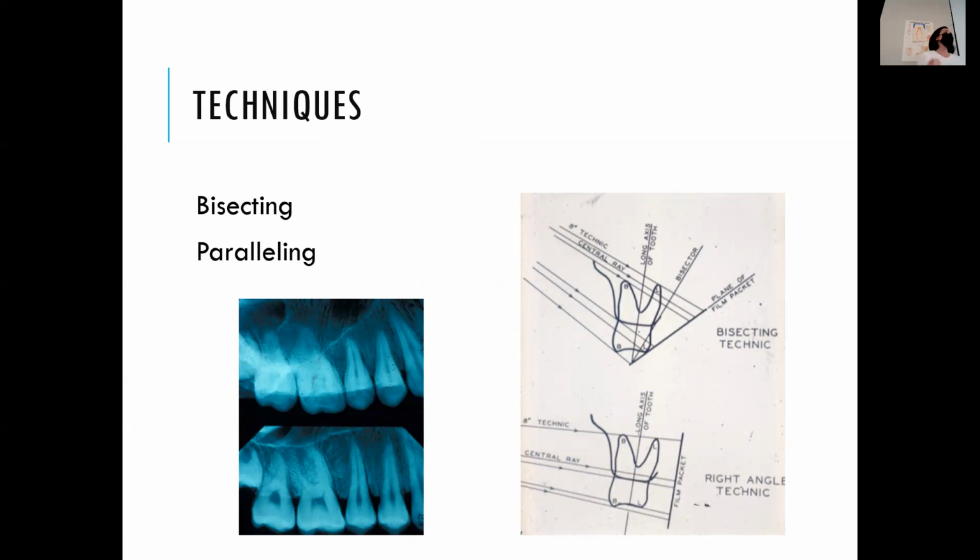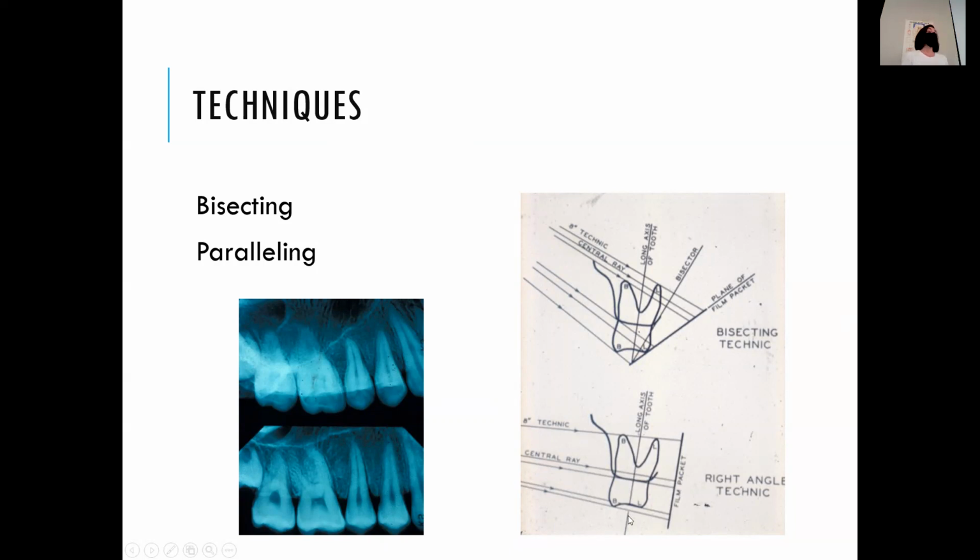We either use a bisecting technique or we use a paralleling technique. And we'll go into much more detail, but the quick and dirty of it is that if it's a bisecting, you are bisecting or cutting in half perfectly down the middle an angle. So you're taking the angle of the long axis of the tooth and the film, and then you are bisecting the invisible angle in between. Impossible to describe until I show you some pictures. So here's a picture of it, but we're just going to get into more detail in a minute.